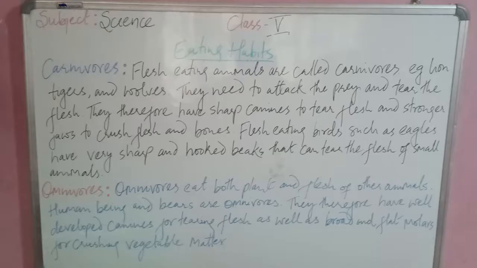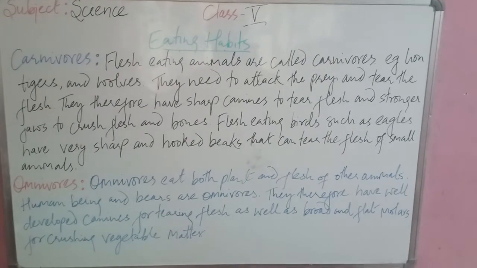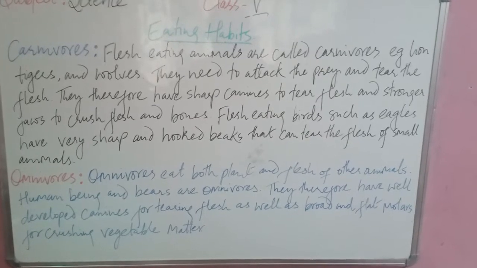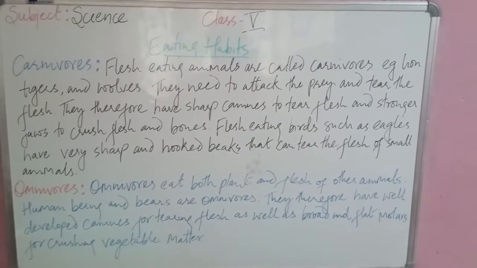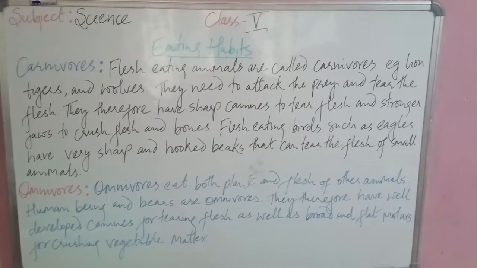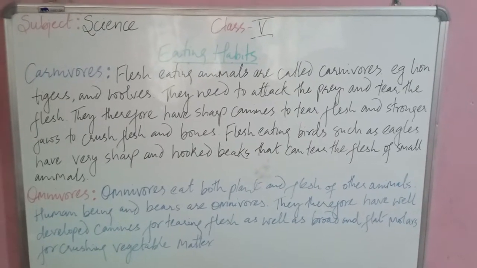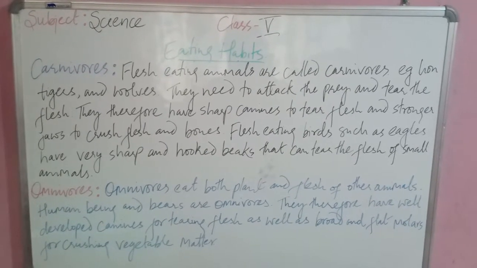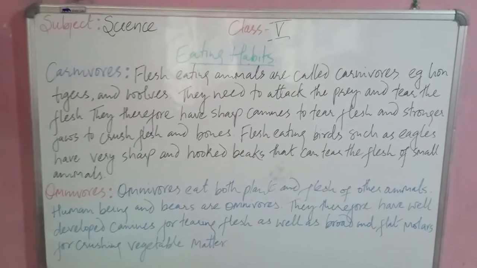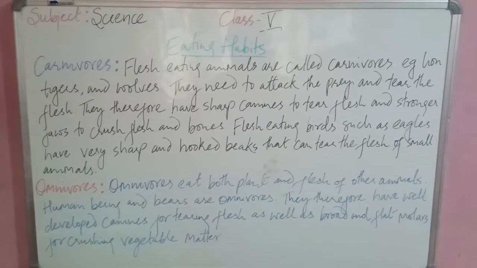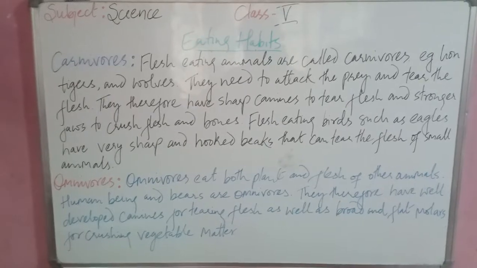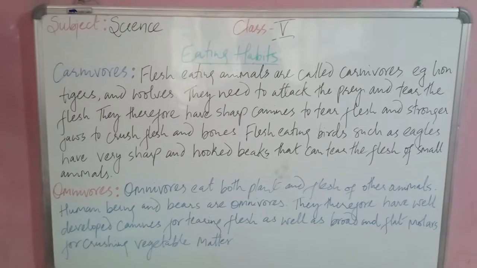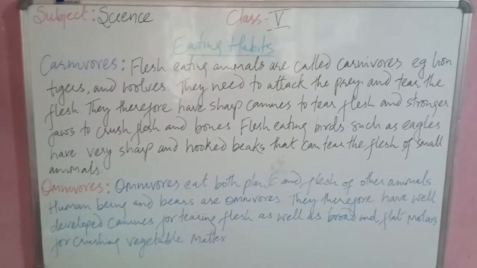Then the next category of eating habits we have is carnivores. Flesh-eating animals are called carnivores. Examples: lion, tiger, and wolves. They need to attack the prey and tear flesh. They therefore have sharp canines to tear the flesh and stronger jaws to crush the bones. Flesh-eating birds such as eagles have a very sharp and hooked beak that can tear the flesh of small animals.